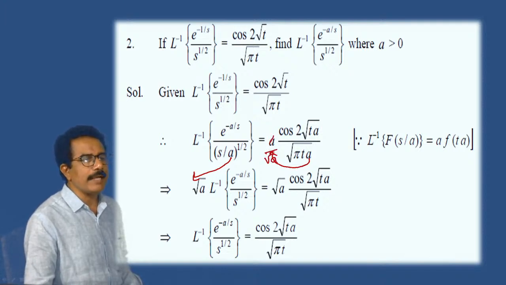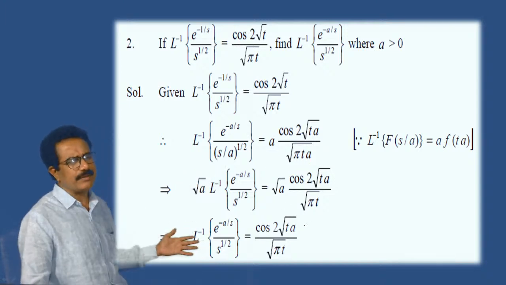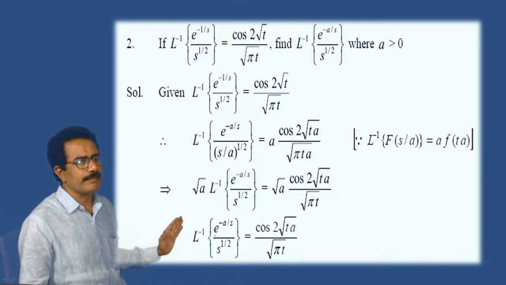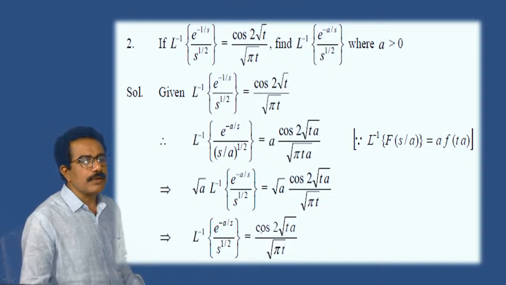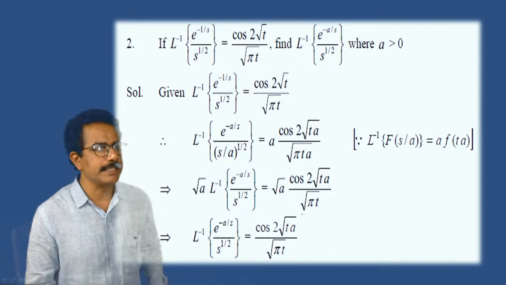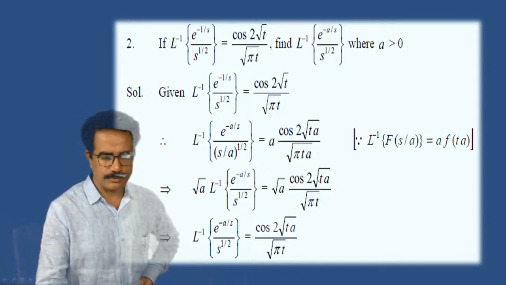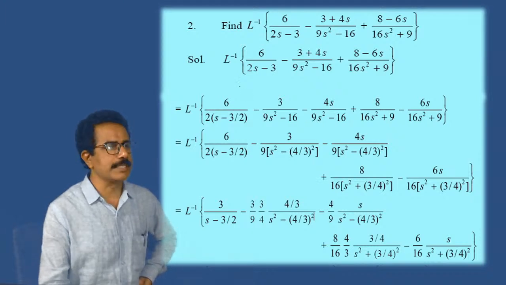So a divided by root a means we can write this as root a. This is a simple calculation. So L inverse of e raised to minus a root s divided by s raised to 1 by 2 is cos 2 root t a divided by root pi t, and thus we will get the complete result here, and we can see the solution. Now again we shall move towards the next problem.